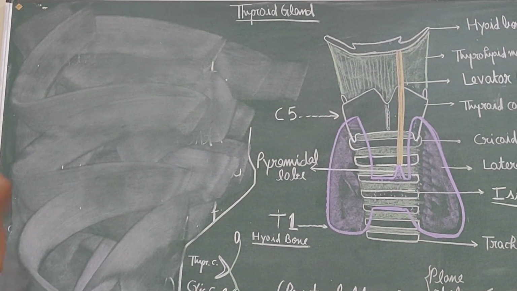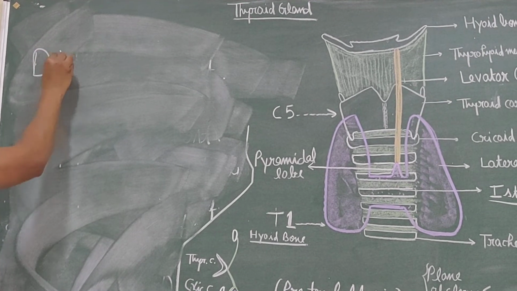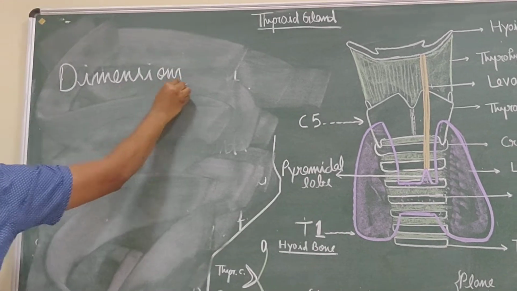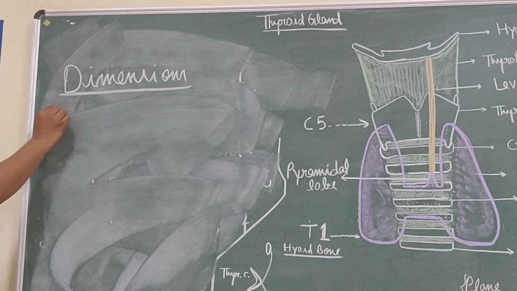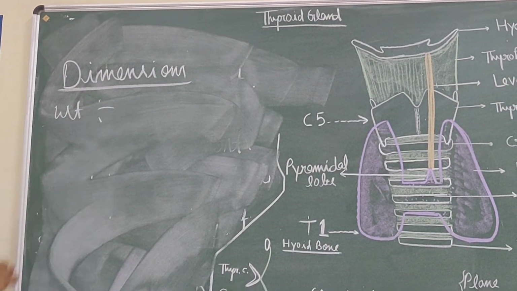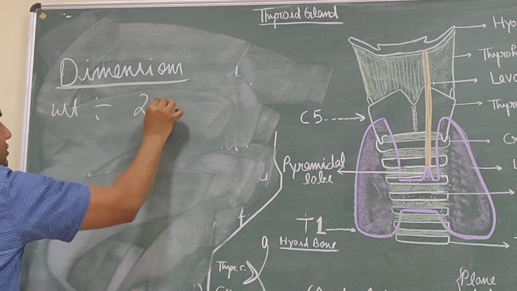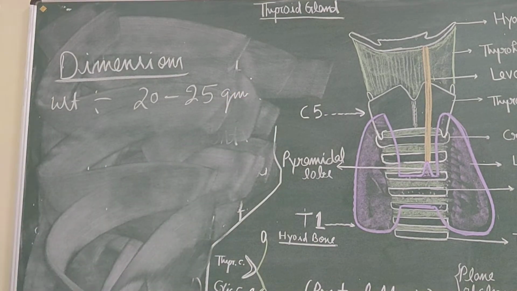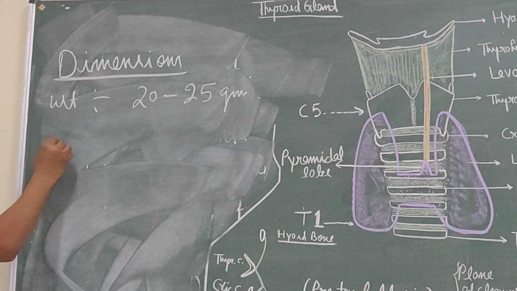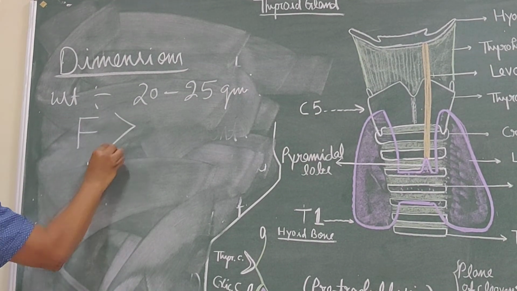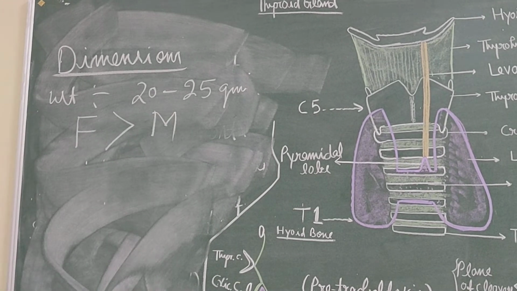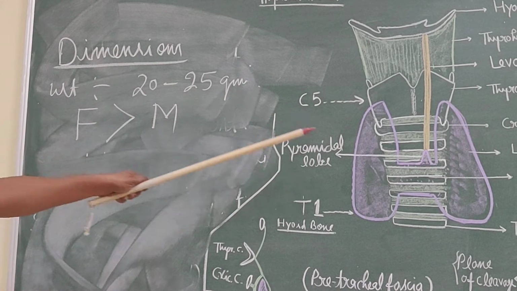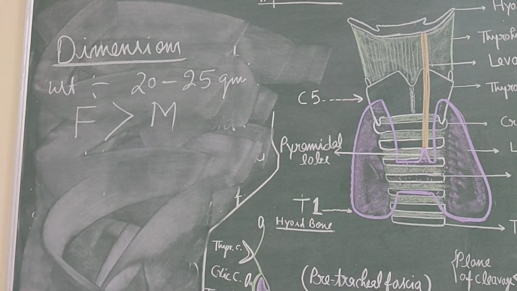Now the dimensions. The weight of the thyroid gland varies from 20 to 25 grams. The thyroid gland is slightly heavier in the female than the male, particularly at the time of pregnancy and menstruation.